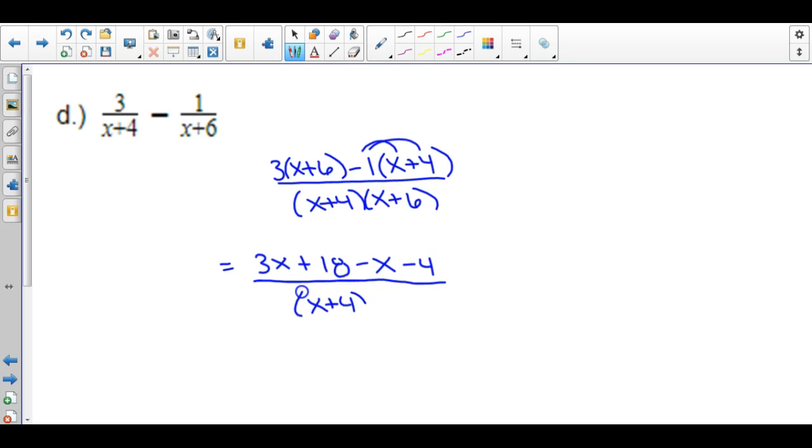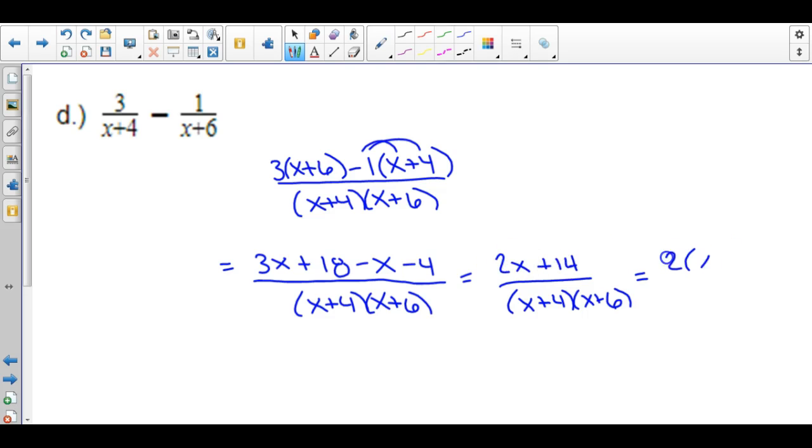I'm going to leave my denominator, since it's already in factored form, it doesn't really make sense to multiply the entire thing out. And what I'm left with is 3x minus x, which is 2x. And I have an 18 minus a 4, which is a positive 14, all over the x plus 4 and the x plus 6. And then my last step is to just factor my new numerator, which we have two even numbers, so both are divisible by 2.